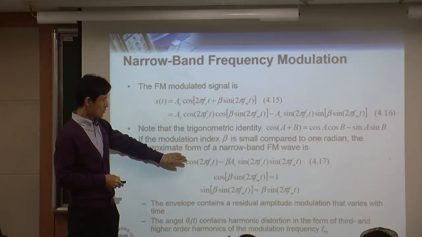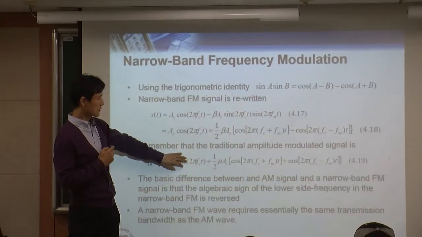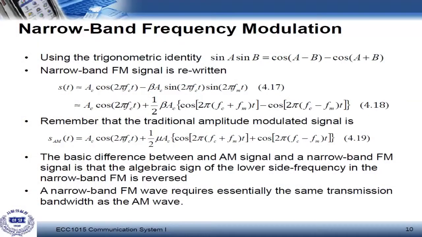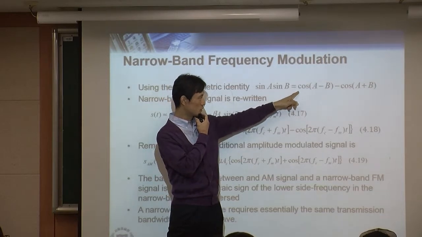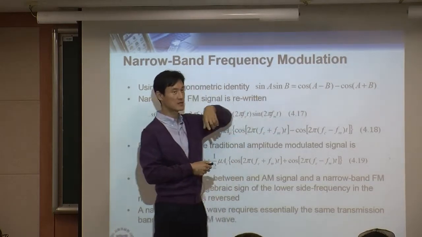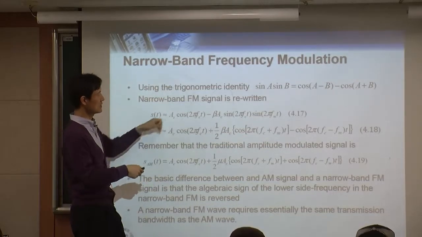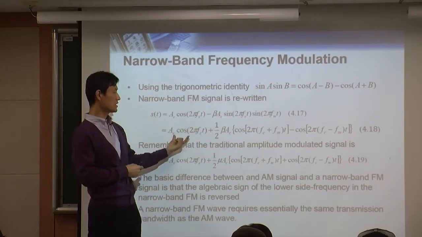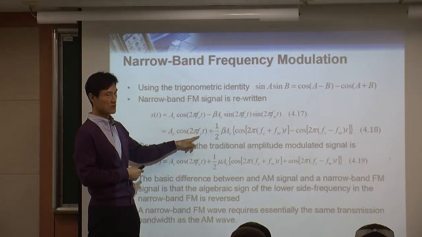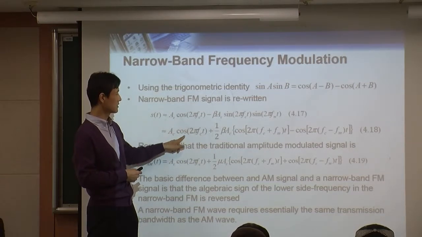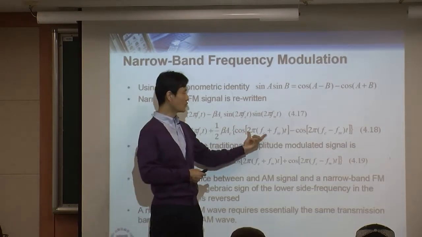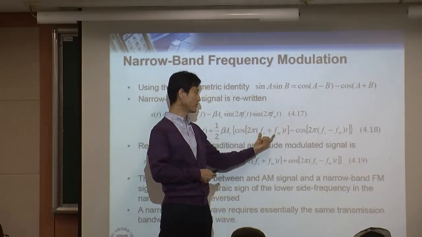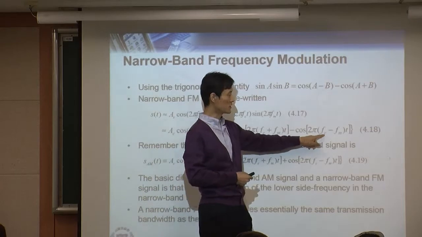When I look at this one again, go to the next slide. We can again rewrite this one this way using another identity. Sine A sine B equals cosine(A minus B) minus cosine(A plus B). This is another identity, so using it we again change this to this. Once you do that, you'll see three different terms. The cosine term is a pure carrier component, right? We have one carrier component, and two more frequencies: FC plus FM, and FC minus FM.